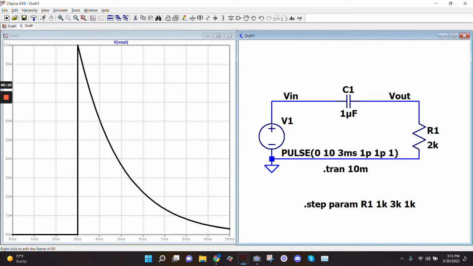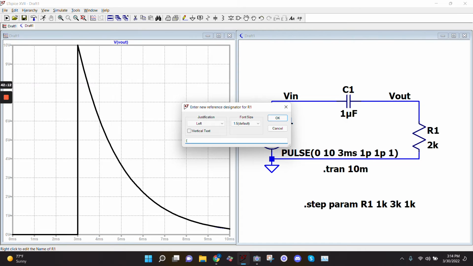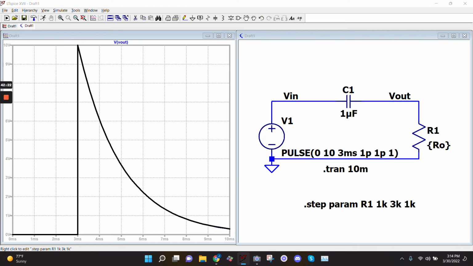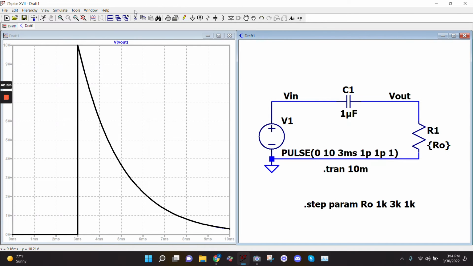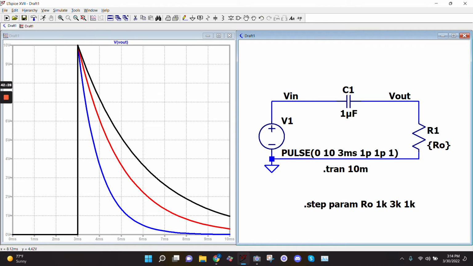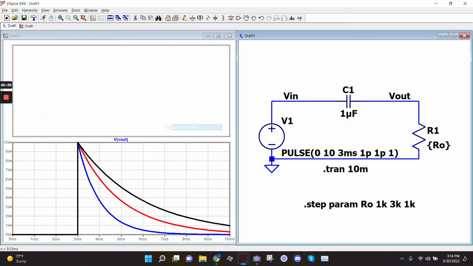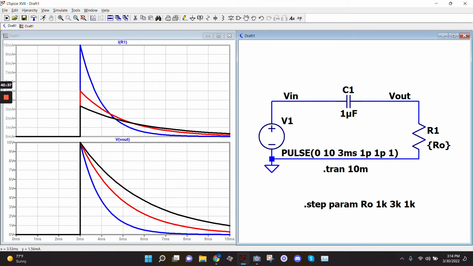Oh, I know why. You have to make this a parameter. So I would call this R out, I guess. And then I will step R out. That's why. Now let's run it. There you go. All right, so there you go. So now you see, let me add another pane and let's go with the current. So you see how the current is initially 10 milliamps.